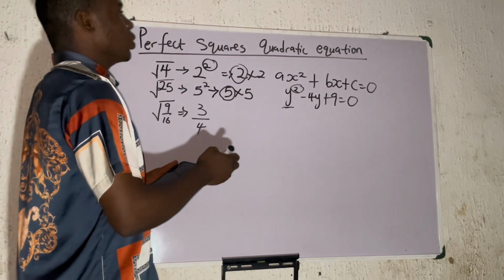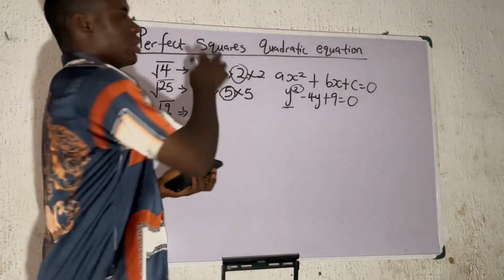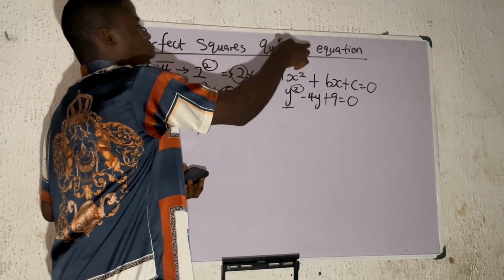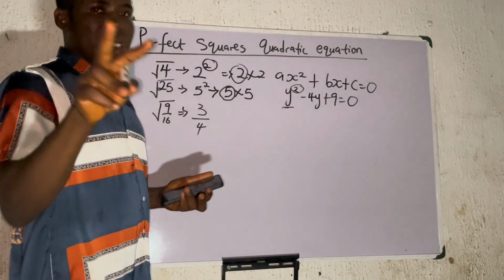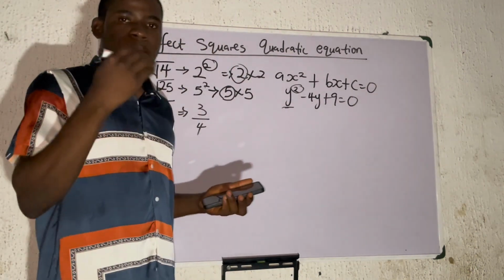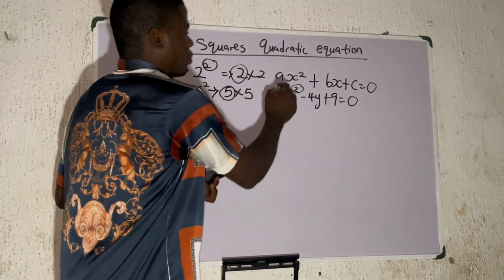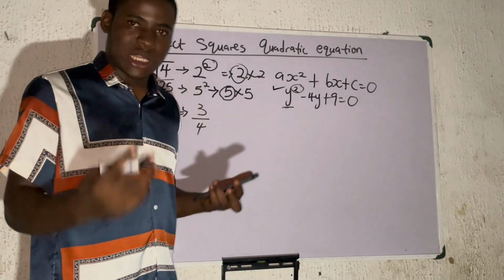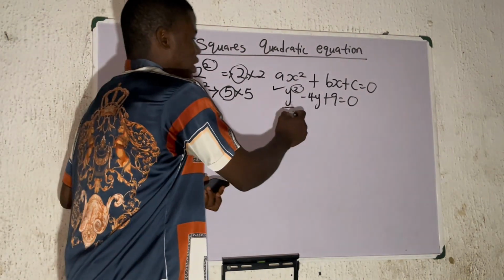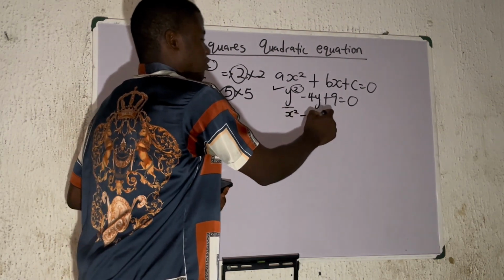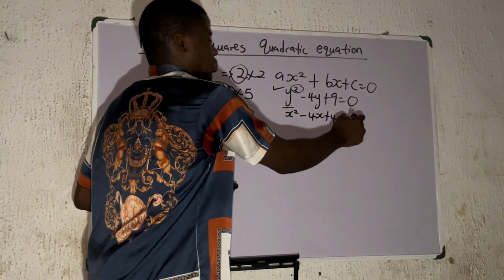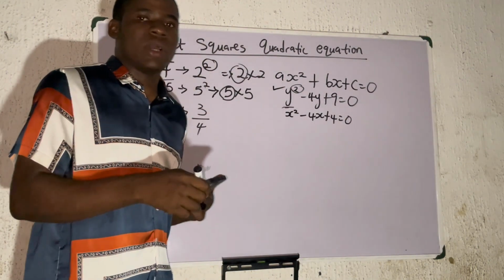Now, how do we know that a quadratic equation is a perfect square? Do we have quadratic equations that are perfect squares? That's where this topic is coming from. Perfect square quadratic equations. This quadratic equation that I wrote here, is it a perfect square? That's the question. If I write another one, x squared minus 4x plus 4 equals 0, is it a perfect square? That's what we are going to look at.